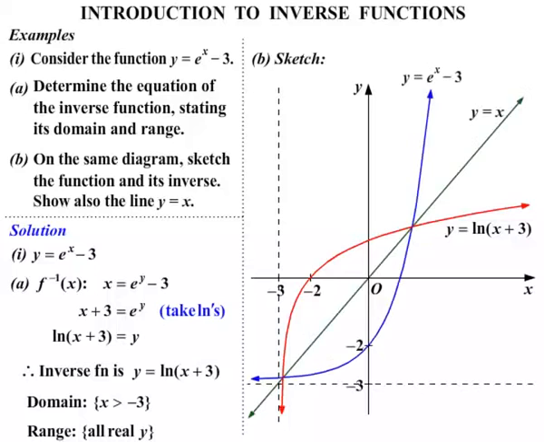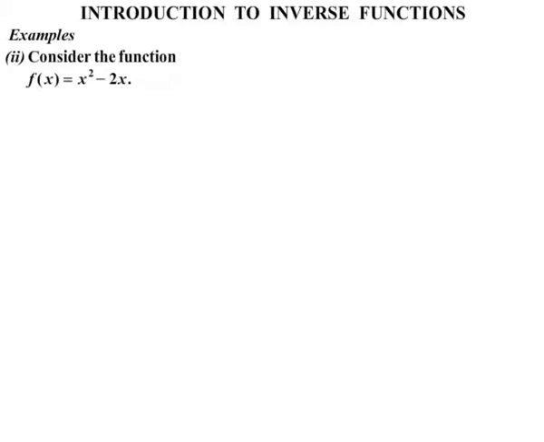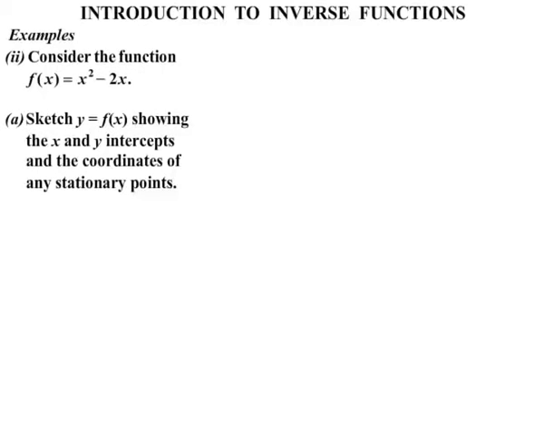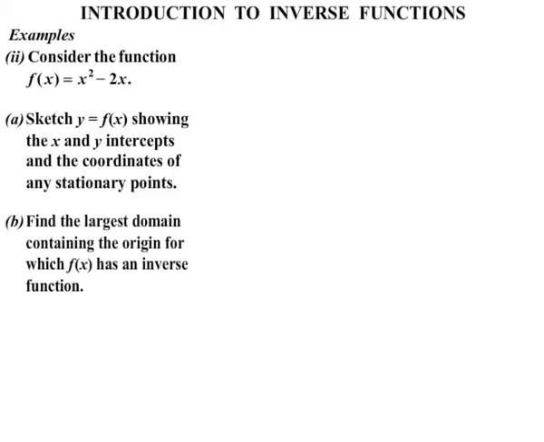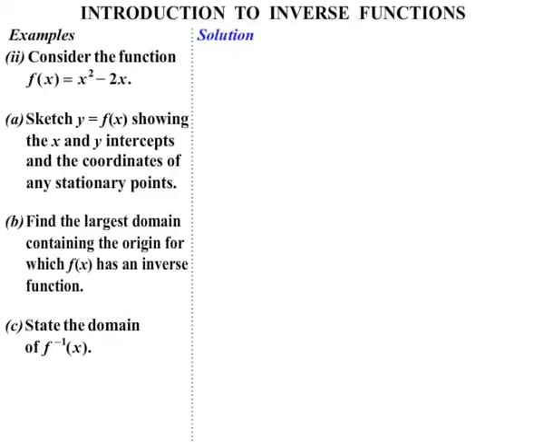Terrific. So that's our graph there, our original function and the inverse. Moving on to part 2 now, consider the function f of x equals x squared minus 2x. Part A, we need to sketch y equals f of x, showing the x and y intercepts and the coordinates of any stationary points. Parts B and C, some more work to do.